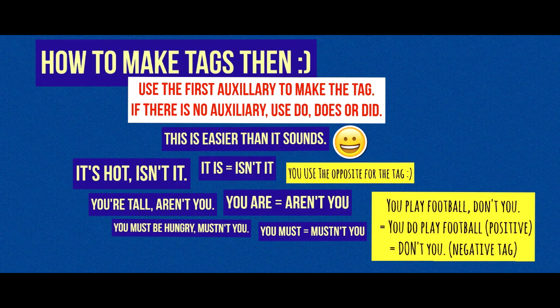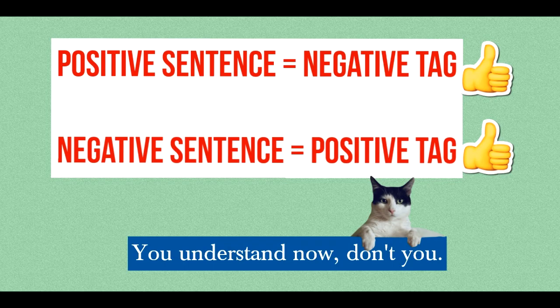So, a positive sentence would have a negative tag. A negative sentence would have a positive tag. For example, "It's hot." You're saying it is hot. That's positive. So the tag would be a negative, "isn't it?" And "you're tall," that would be "aren't you?" You are, aren't you? And "you must," mustn't. So positive sentence, negative tag, negative sentence, positive tag.